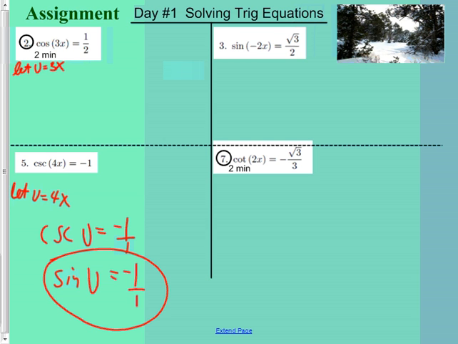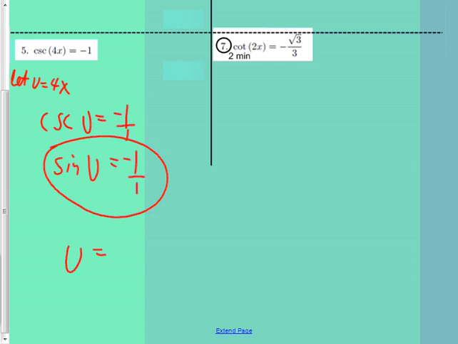Okay? And then, are you done? No. Let's say that you came out with u equals, well, can you do this one in your head? I can. Sine's -1. That means y. Sine is y, right? Where's y -1? Down here, right? 3 pi over 2. Are we doing inverse trig? No. So it's 3 pi over 2. If we were doing inverse trig, it would be negative pi over 2, but we're not doing inverse trig right now. So it's 3 pi over 2. So the answer was u is equal to 3 pi over 2.